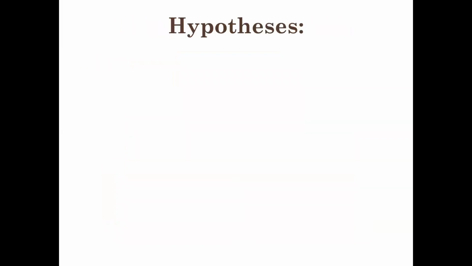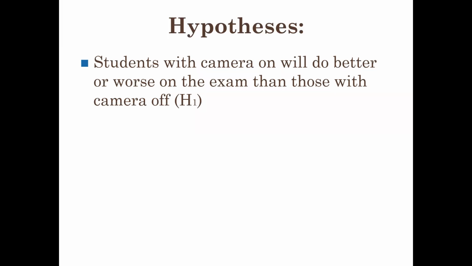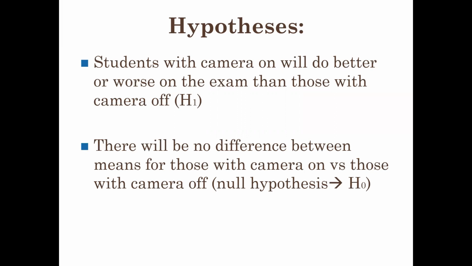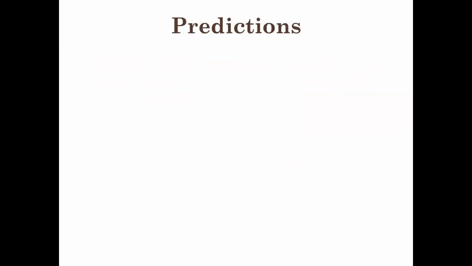So we start with our hypotheses. So we will use a non-directional hypothesis here. Students with the camera on will do better or worse on the exam than those with the camera off. Our null hypothesis, as usual, is that there will be no difference or no effect. In this specific example, there'll be no difference between mean exam scores for those with camera on versus those with camera off. Our next step is to spell out our predictions, or the logic of our experiment.